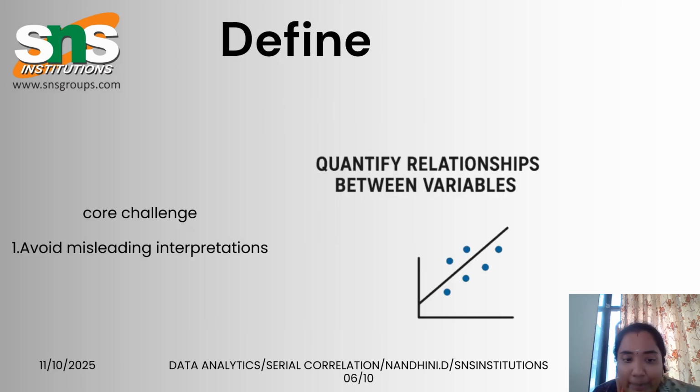Next one is the define part. In the define part, the core challenges are, first, quantifying the relationship between variables, and how he avoids misleading interpretations that assume causation without any evidence. To overcome that, we define correlation as the quantitative relationship between two variables. It will give us a smart expression, which we calculate to find the answer.